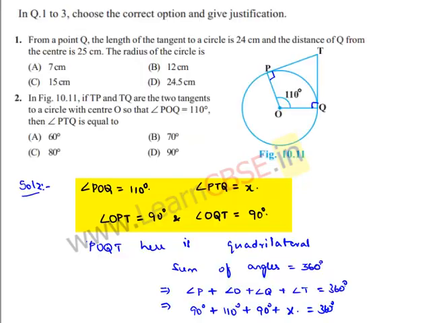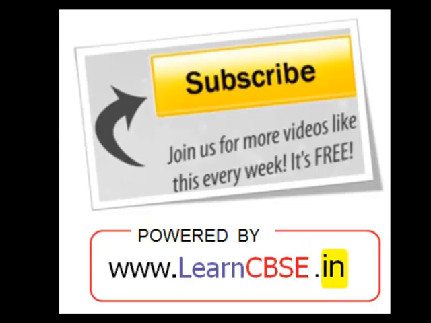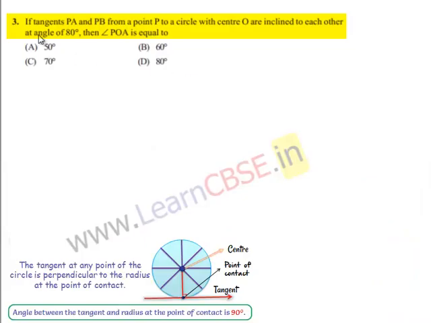That implies 90 plus 90 is 180 and 180 plus 110 is 290. So here left hand side becomes 290 plus X is equal to 360 degrees, which implies X is equal to 360 degrees minus 290 degrees, that is nothing but 70 degrees. Therefore in the second question option B, 70 degrees, is our choice. Coming to the third question.